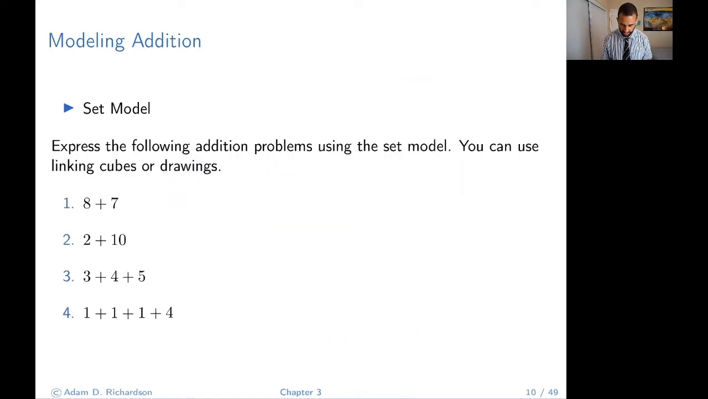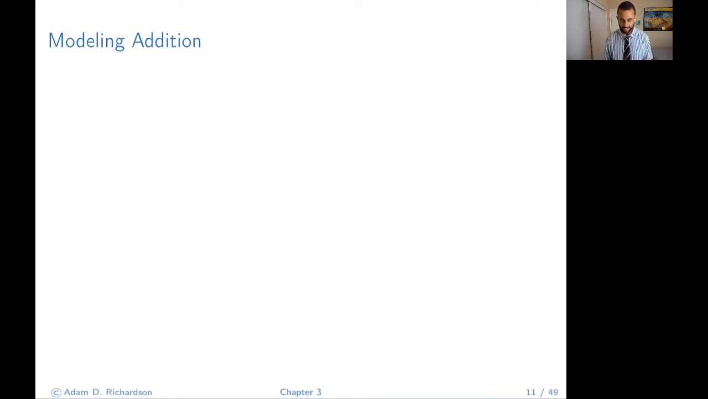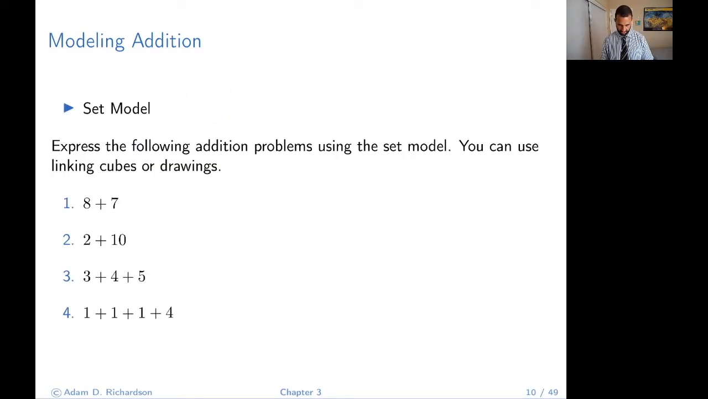Okay, let's do a couple examples. Let's do 8 plus 7. And it's not too difficult, not too fancy. If I wanted to do 8 plus 7, what I would probably do is I would draw 8 dots. I'd probably draw them in some sort of meaningful collection, like 8 is the same as 2 times 4, so that might be nice. And then if I'm going to add, what was it, 7?